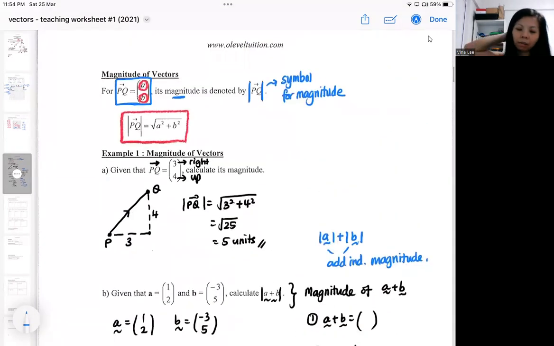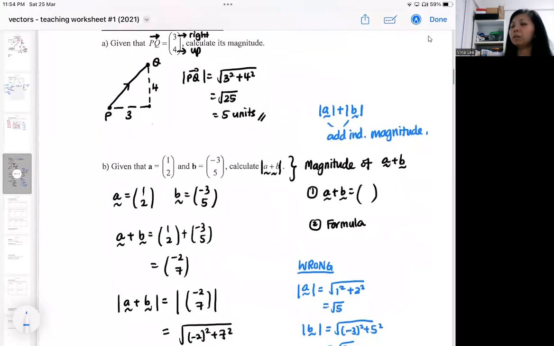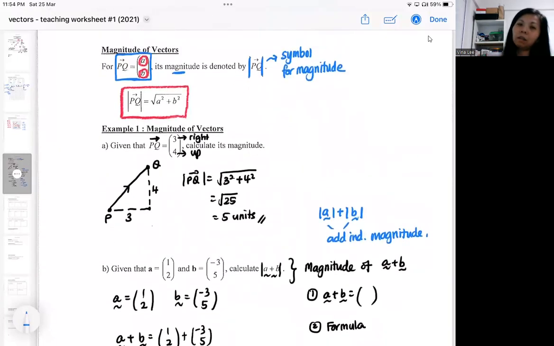Otherwise, finding the magnitude of a vector is actually a very easy thing to do. Most students will be okay with this, unless you somehow forgot the formula. But if you have a good understanding of vectors, the idea of Pythagoras should be in your head. So this part is one of the basic formulas for vectors, the magnitude of vectors.